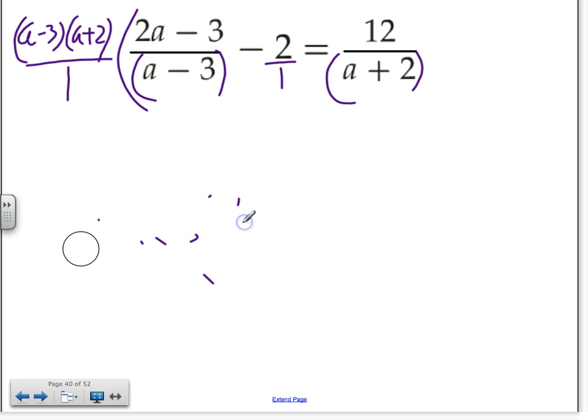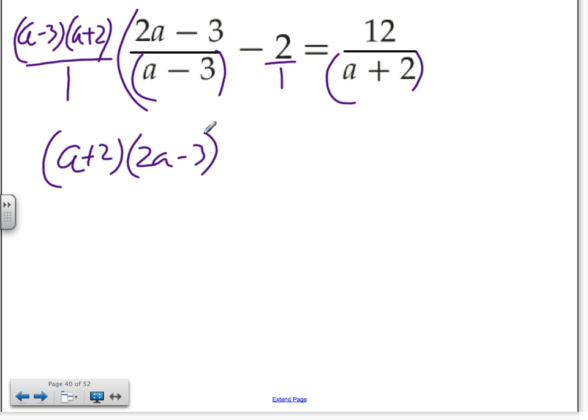So notice that after I cross out a minus 3, I still have a plus 2 left over. So I take the plus 2 times it to the top. So now on the top, it looks like the following. Any question on that for the first term?